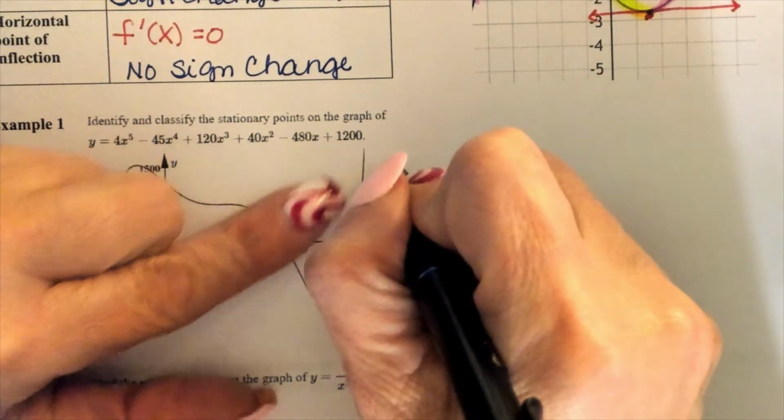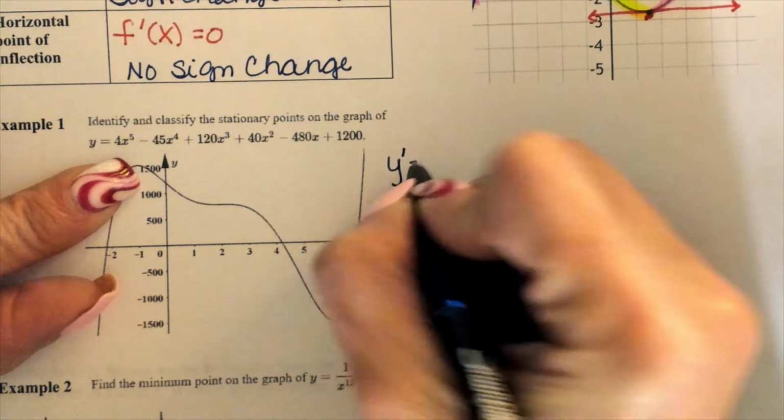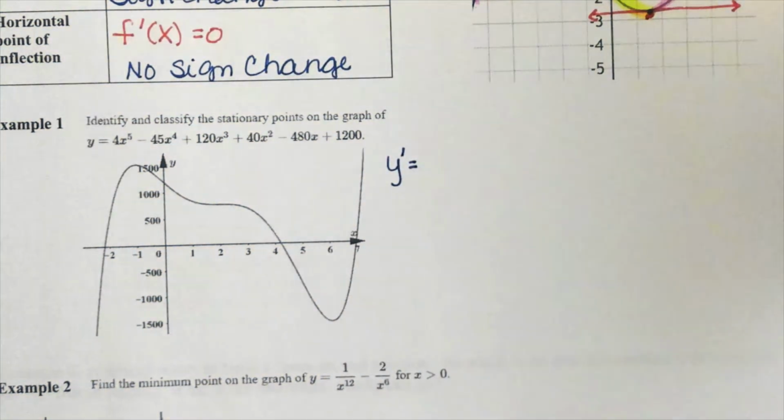So here's what we're going to do. We're going to take the derivative of this. I'm going to give you a second to do it, and then I'm going to do it.